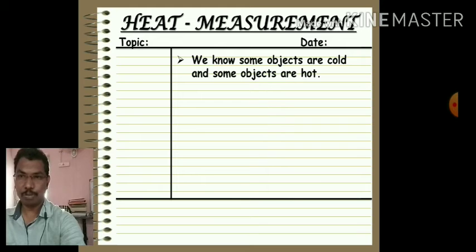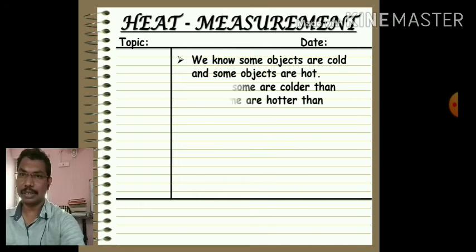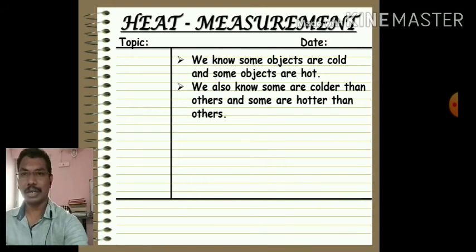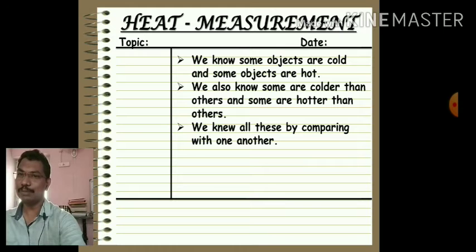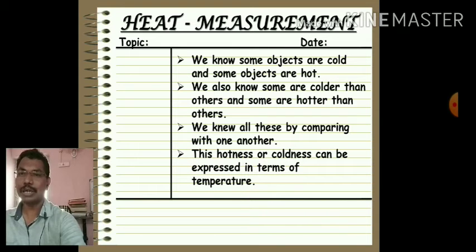We know some objects are cold and some objects are hot. We also know some are colder than others and some are hotter than others. That means we can compare two cold bodies and two hot bodies too. We knew all these by comparing with one another, by touching, by sipping, like that. So this hotness or coldness can be expressed in terms of temperature.